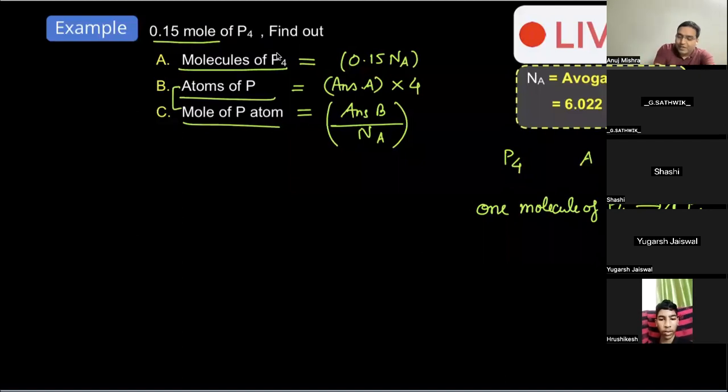So if the first part is clear, what is the answer of B? Can I say atoms of P will be 4 times more than molecules of P4, because one molecule has 4 atoms of P? So what's my answer for the B part? You have already written it there. I can just solve it, no?